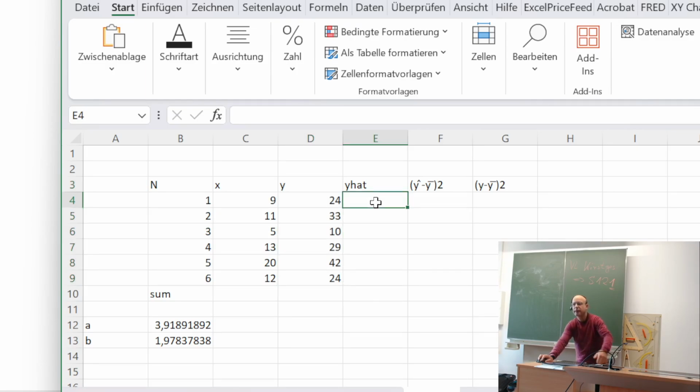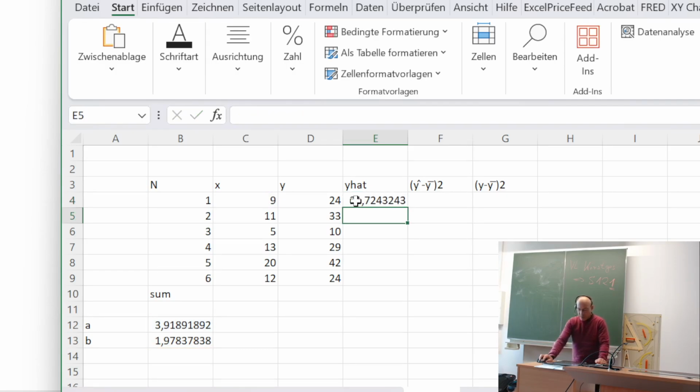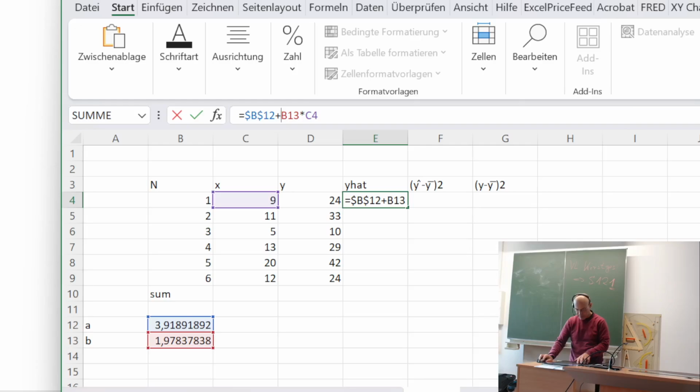So, and then we can calculate, these are our data points, and now we are calculating with our linear line the corresponding estimated data points, which are then lying on our fitted line. So, y hat, we obtain then A plus slope times the corresponding value of x. So, times 9 would be then the value which corresponds to a value of x equals 9. The data point was 24, and we obtain now our data point lying on the linear line with 21.72. Okay, and since I want to copy the formula, I have again to fix A and B. So dollar signs in front of the parameters.